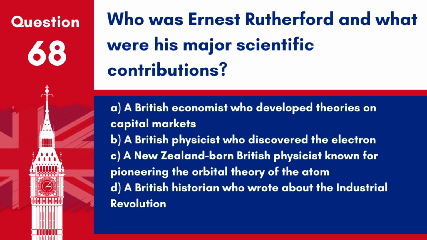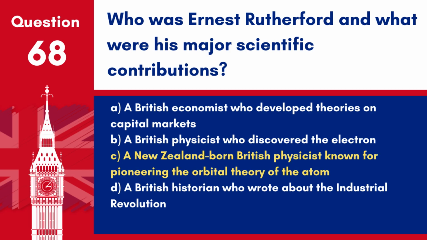Question 68. Who was Ernest Rutherford, and what were his major scientific contributions? A. A British economist who developed theories on capital markets. B. A British physicist who discovered the electron. C. A New Zealand-born British physicist known for pioneering the orbital theory of the atom. D. A British historian who wrote about the Industrial Revolution.